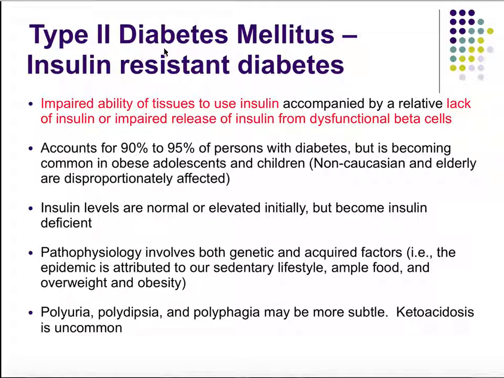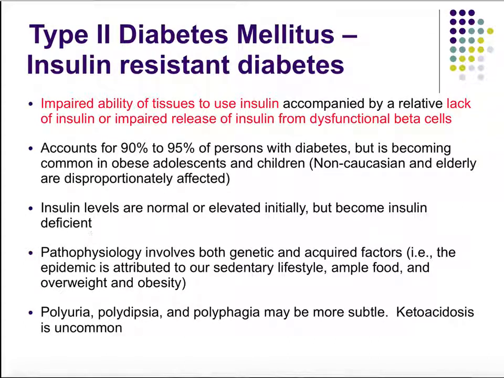Now, what about type 2 diabetes mellitus? So this is the insulin-resistant type. This is where your tissues stop responding to insulin. Now, there could also be a lack of insulin or impaired insulin released by beta cells that have become dysfunctional. Now, the majority of people who have diabetes mellitus have this type, so 90 to 95%. And it's becoming more and more common in the young, so obese adolescents and children, especially non-Caucasians, are disproportionately affected, as well as the elderly. So as you age, we typically see this starting to develop.